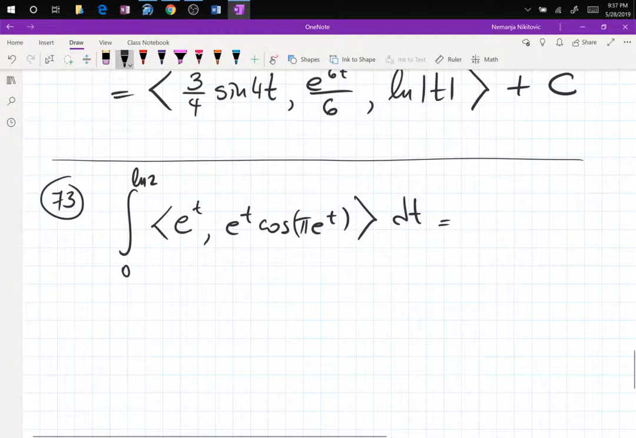We should be getting a vector from this, right? Yes. Now it's going to be a 2D vector, so your vector C will only have C1 and C2.